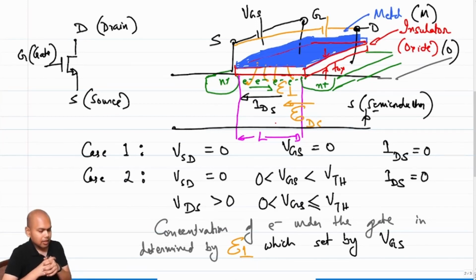And the other reason one wants to do this is because the maximum current that the device can now drive will increase, because smaller the L, larger the current that the device can drive. Okay. Now what is the other thing?